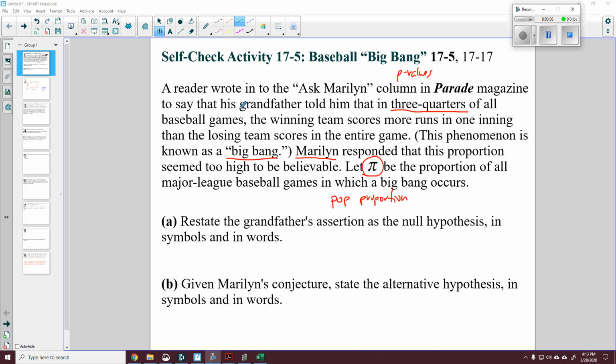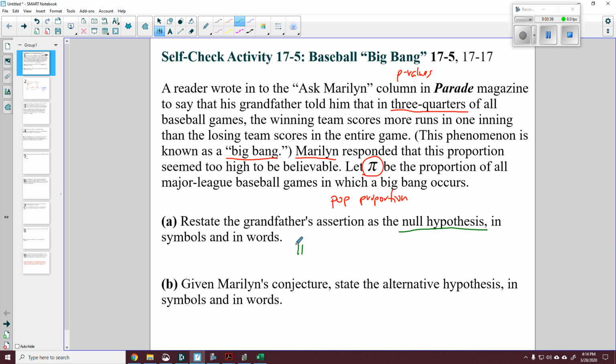So back to the problem. Grandpa made an assertion, and they're saying restate his assertion as the null hypothesis. Now, null hypothesis is a term that just in and of itself, language-wise, can be a little bit confusing. A good way to think about it is the null hypothesis is what we are setting out to find out if we can nullify it. Can we gather enough evidence to show that this is nullified, that it's not true?